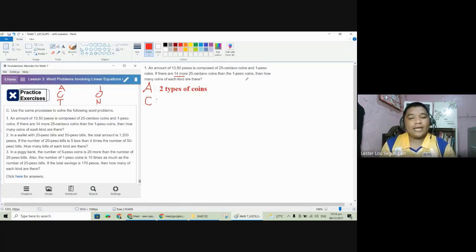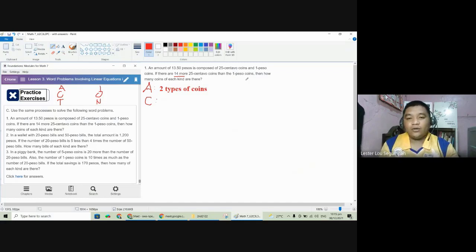In this situation, it's telling us that the number of 25 centavo coins is more than the number of 1 peso coins, exactly 14 pieces more. So which of the two types of coins has the lesser number? Not the value, okay? The lesser number. Yes, the lesser value is the 25 centavo coins, but in this case, the lesser number in count, in quantity, between the two types of coins is the 1 peso coins.